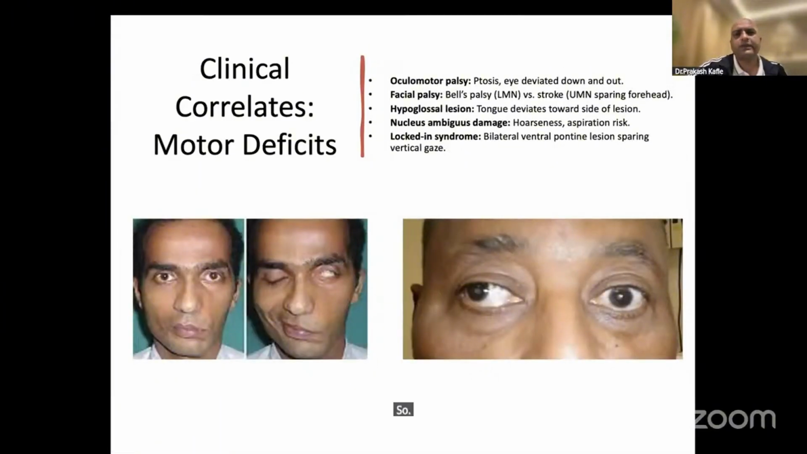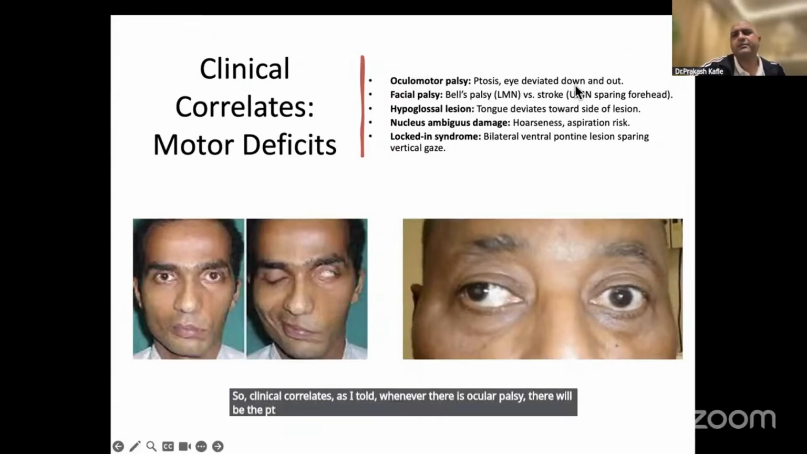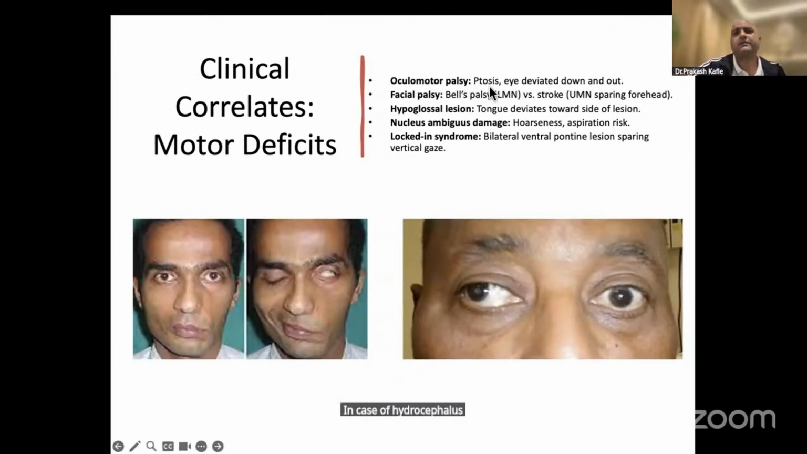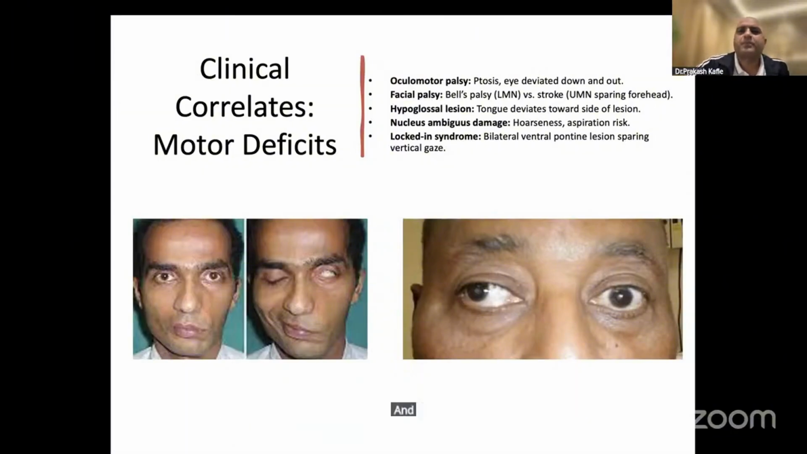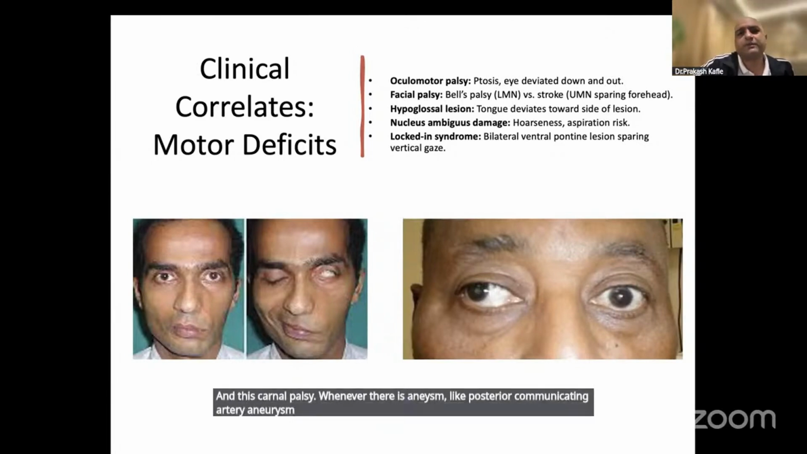So, clinical correlates, as I told: whenever there is oculomotor palsy, there will be ptosis and the eye deviates down and out, as we commonly see in hydrocephalus, brain herniation syndromes, or uncal herniation, or in third nerve palsy, whenever there is an aneurysm, like a posterior communicating artery aneurysm, compressing the oculomotor nerve.